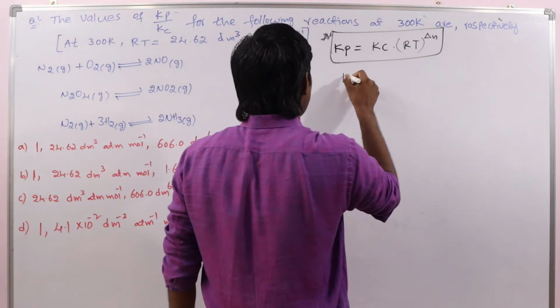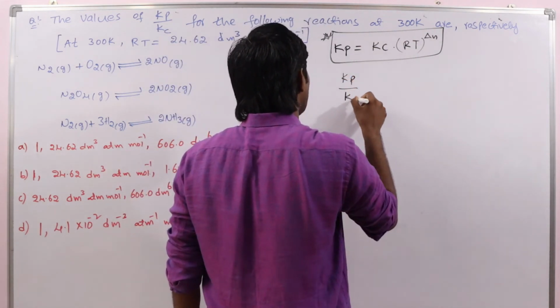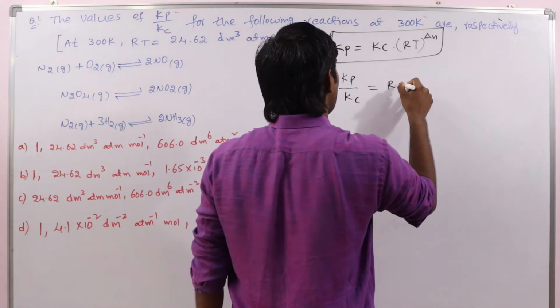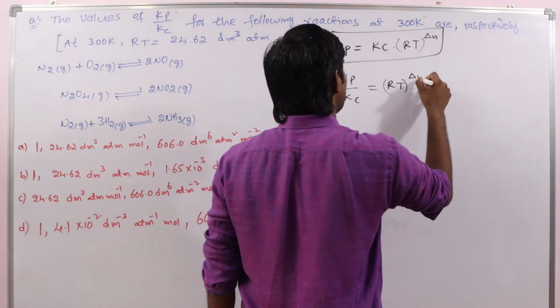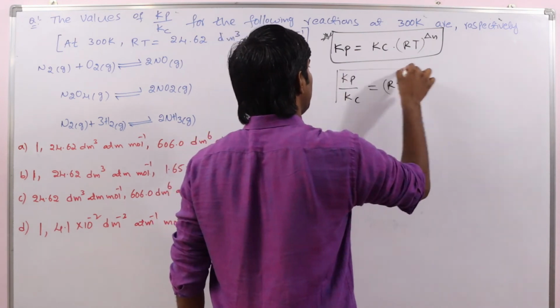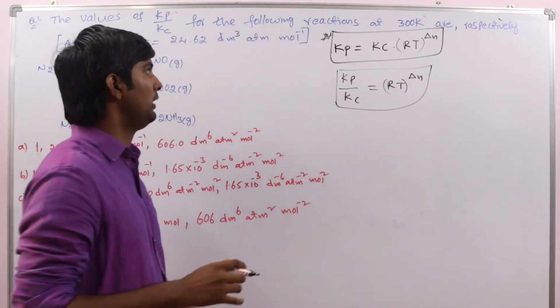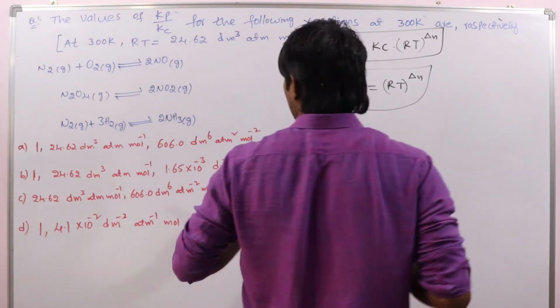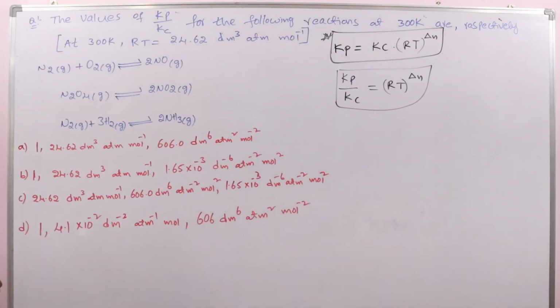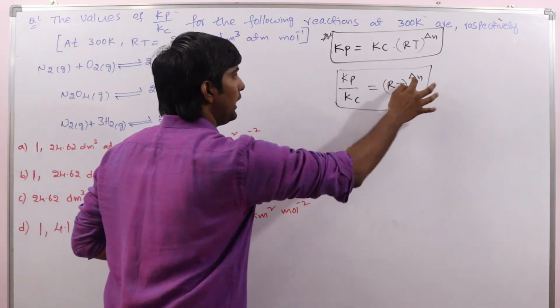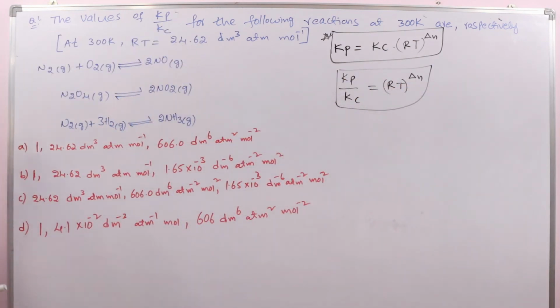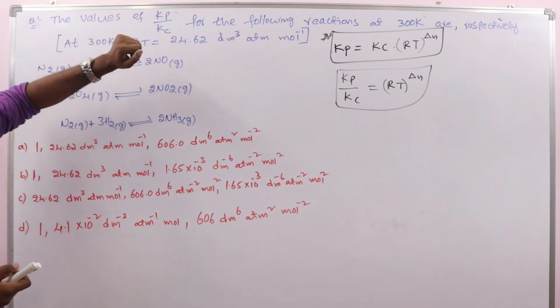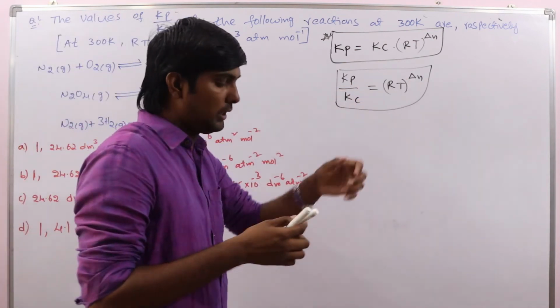So Kp by Kc is equal to RT power delta n. We just bring this Kc to this side. Now for the first reaction, we first have to calculate delta n, because the RT value is already given, we just have to find delta n.